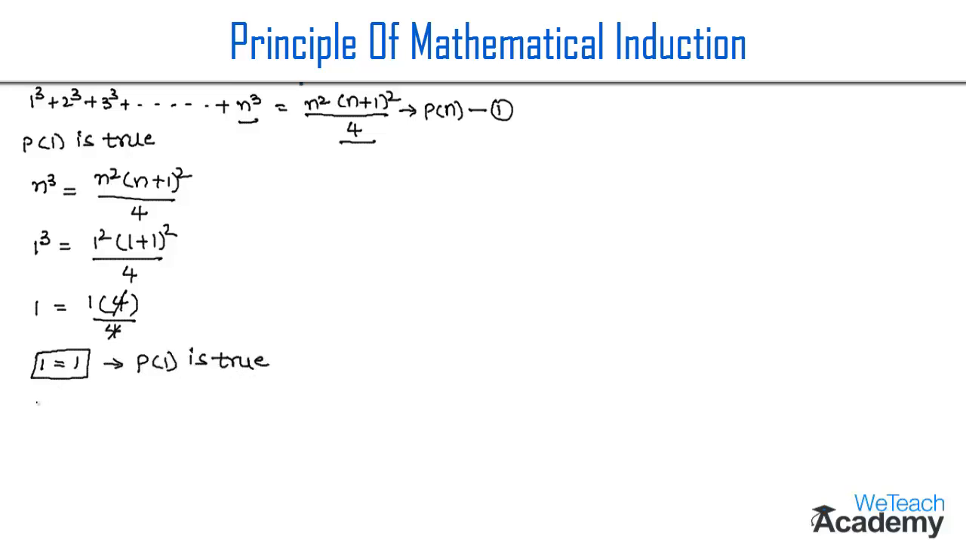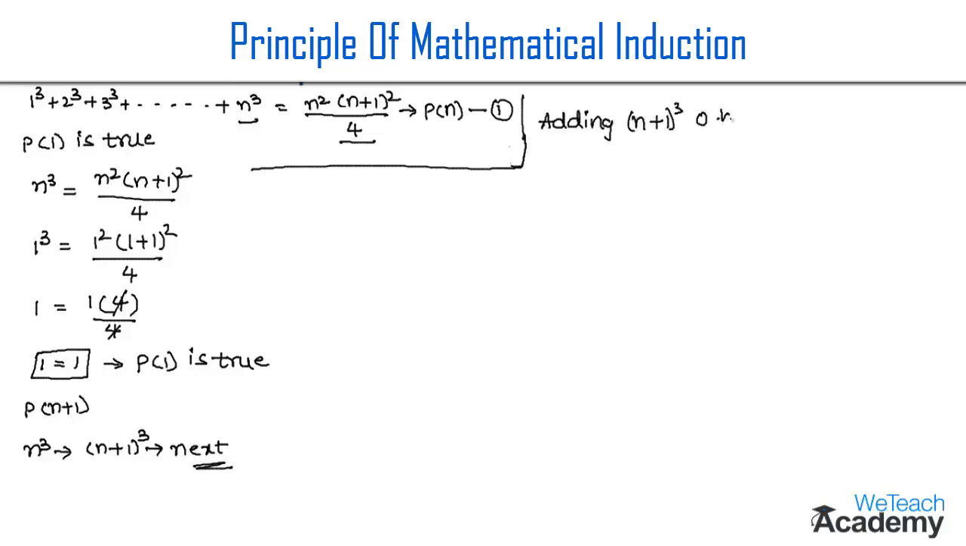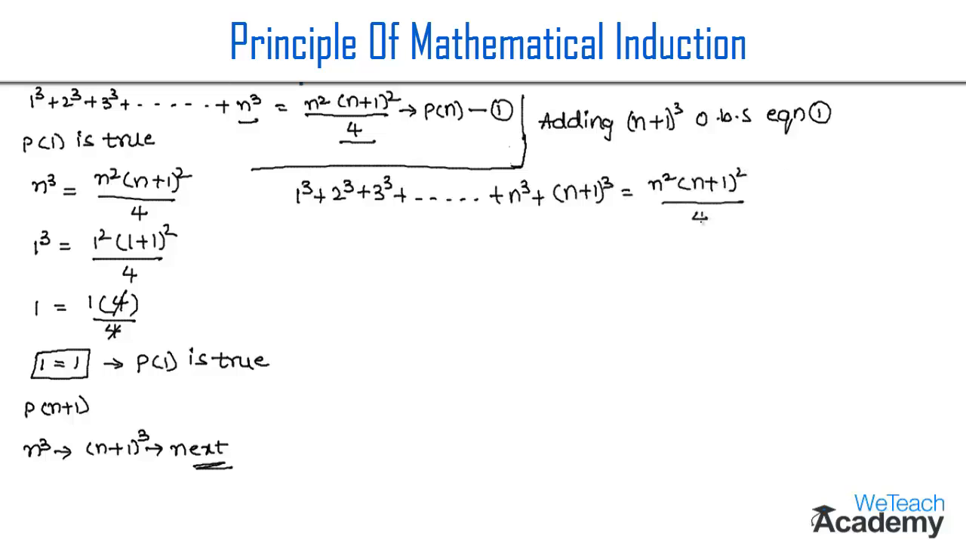And now let us find the next term of the series by substituting n plus 1 in n cube. So we get here (n plus 1) whole cube, which would be the next term of the series. Now by adding (n plus 1) whole cube on both sides of equation 1, we get 1 cube plus 2 cube plus 3 cube plus so on plus n cube plus (n plus 1) whole cube is equal to n square into (n plus 1) whole square divided by 4 plus (n plus 1) whole cube.